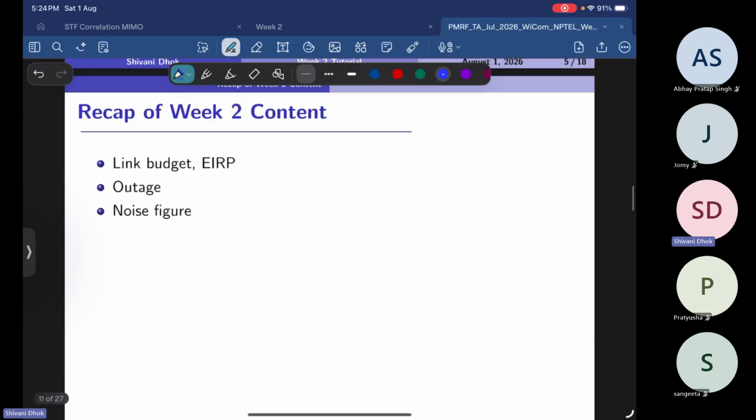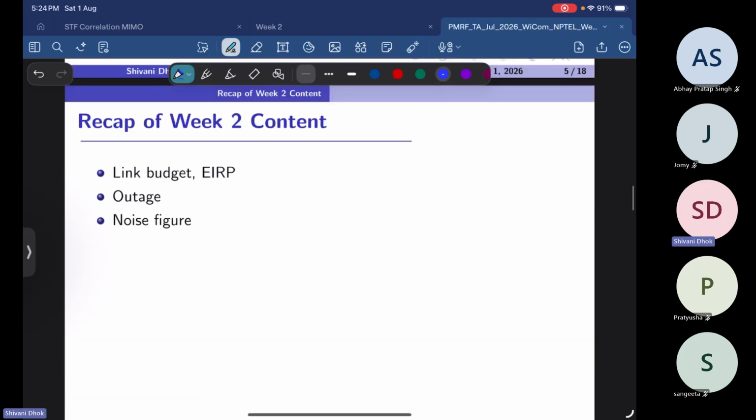Then we moved on to discuss another important concept of noise figure. So noise figure is, by definition, the SNR at input upon the SNR at output, where SNR is signal to noise ratio.